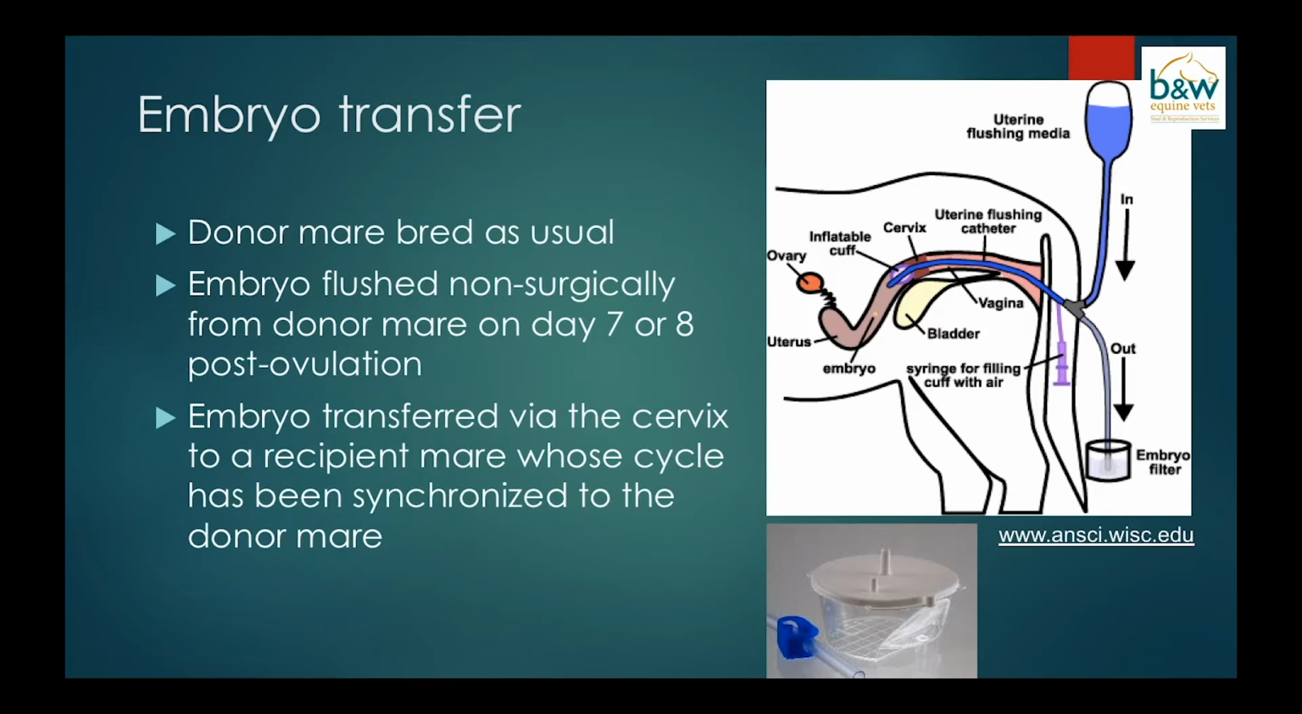The embryo is then washed and processed and then transferred through the cervix to the recipient. The recipient will be synchronized to the donor so that she ovulated at a similar time to the donor, and has a hospitable uterus for that embryo.